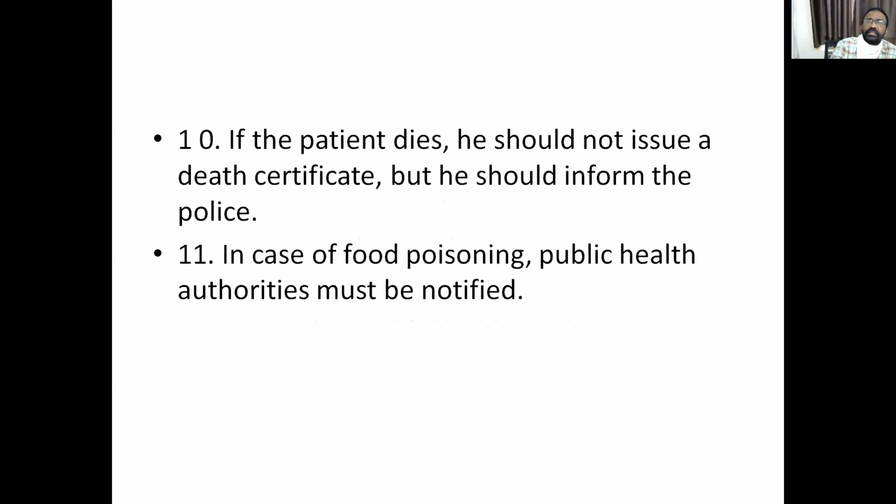If the patient dies, you should not issue a death certificate. It is very, very important. You should not give the death certificate, but should inform the police. And in case of food poisoning or any other poisoning, you send the biological sample to the forensic science laboratory. And after receiving the analytical report or chemical analysis report, only then should you give the postmortem report.